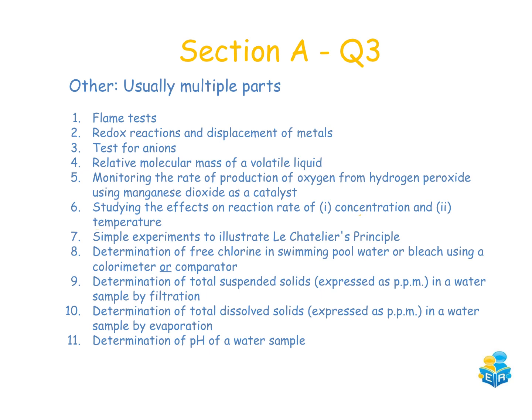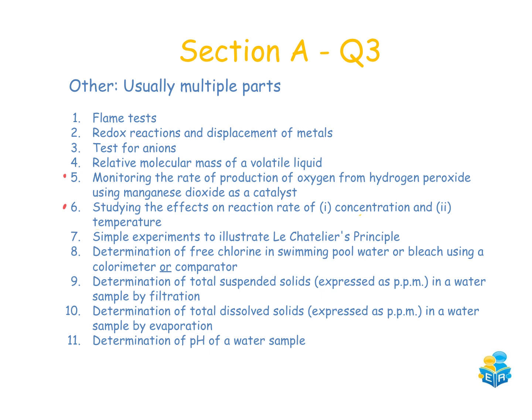So the first four here, they're kind of all individualistic. So number 1, you've got your flame tests. Number 2, you've got your oxidation reduction reactions and displacement of metals. Number 3, you've got tests for anions. And number 4, you've got the relative molecular mass of a volatile liquid. So they're all quite separate, but from there down then we can start to pair things up or put them into groups. So 5 and 6 here, we can put these together.